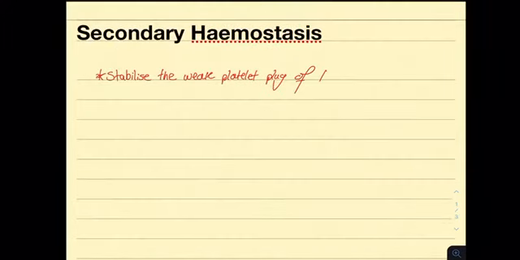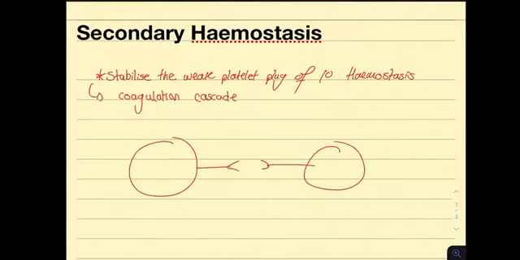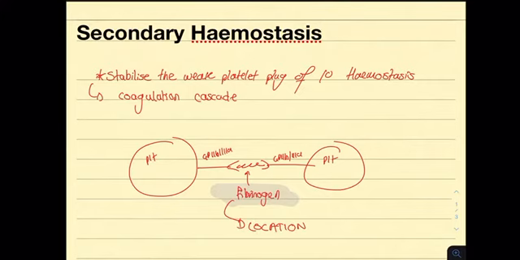So what is secondary hemostasis? Well, its function is to stabilize the weak platelet plug of primary hemostasis through what is known as the coagulation cascade. Now, if you recall, in primary hemostasis, we have platelets expressing GP2B3A receptors, and fibrinogen binds to these receptors on individual platelets, forming a platelet plug. Secondary hemostasis wants to reinforce this plug, and it acts on the fibrinogen that links the platelets together. So, fibrinogen is the location of secondary hemostasis.